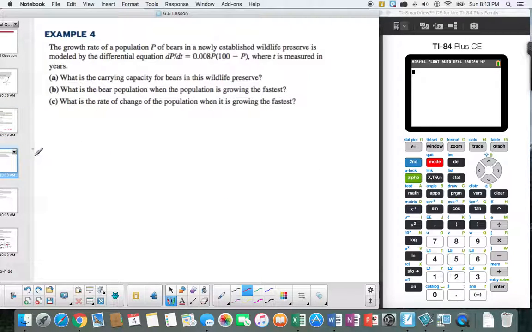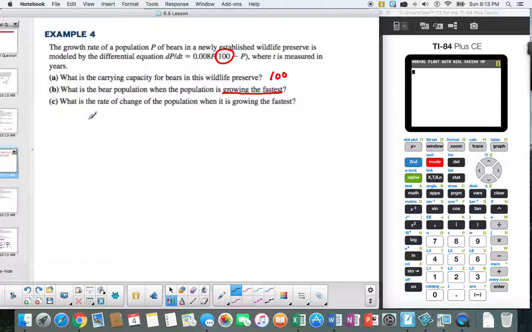All right, let's take a look at a problem. What is the carrying capacity for the bears in this wildlife preserve? Well, just looking at the logistic curve model, you can see the answer is 100. And we would like to know when it's growing the fastest. So we want to take the derivative of this growth model and see if we can find its critical point.